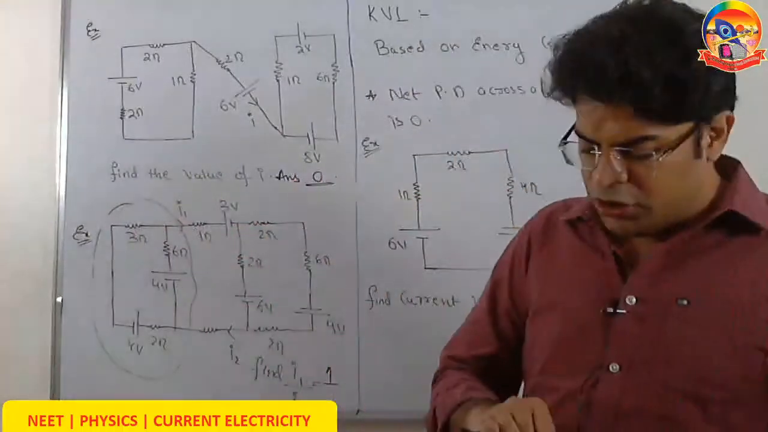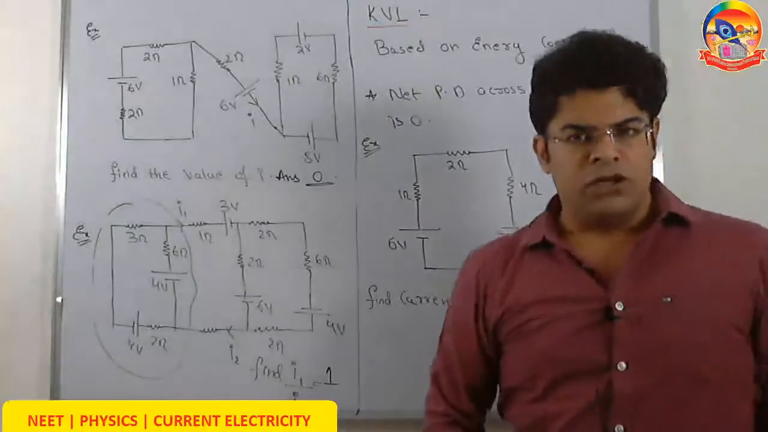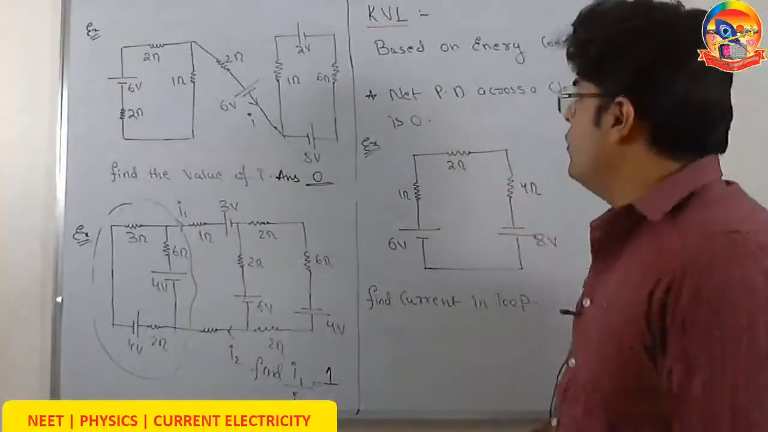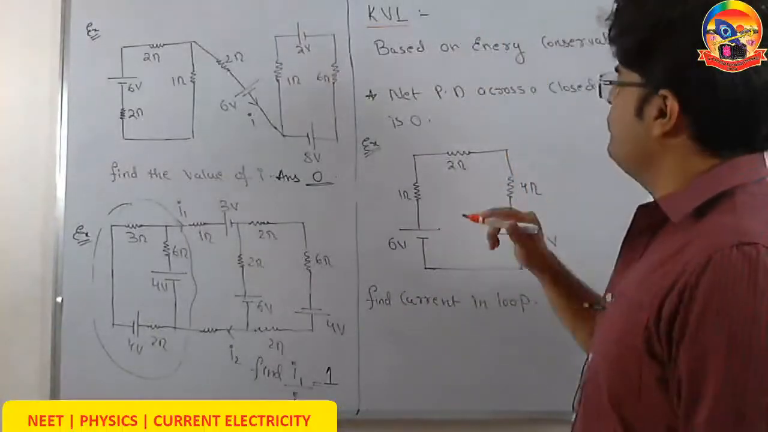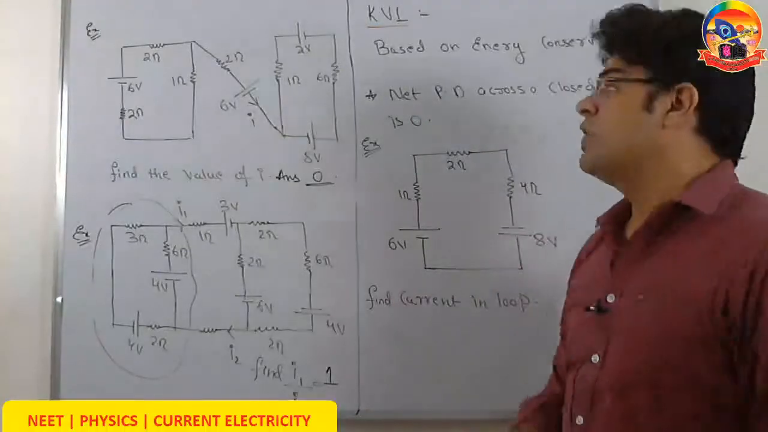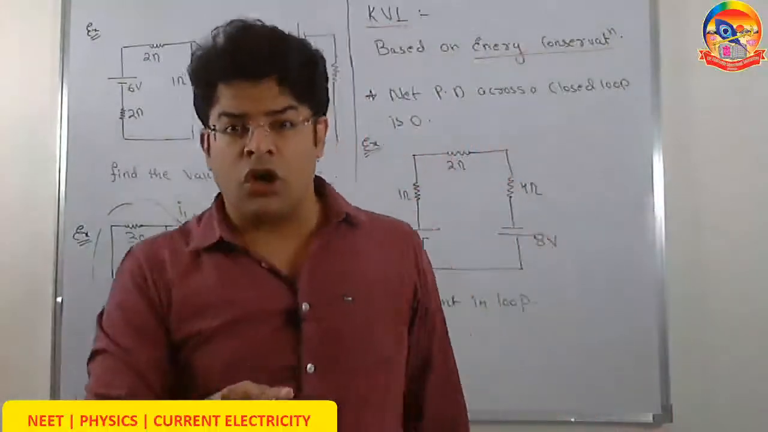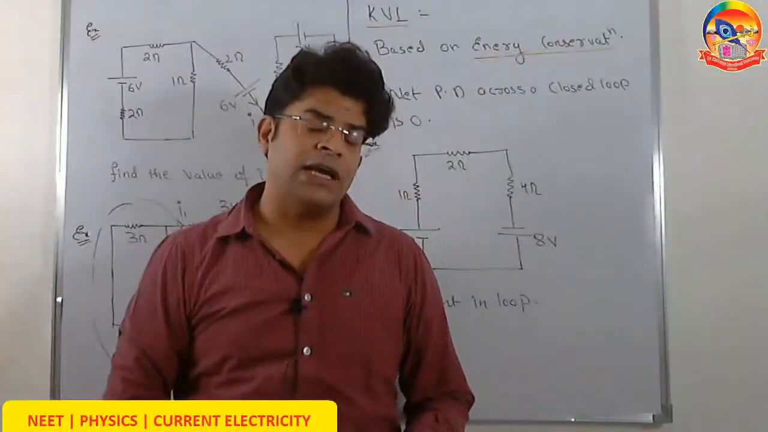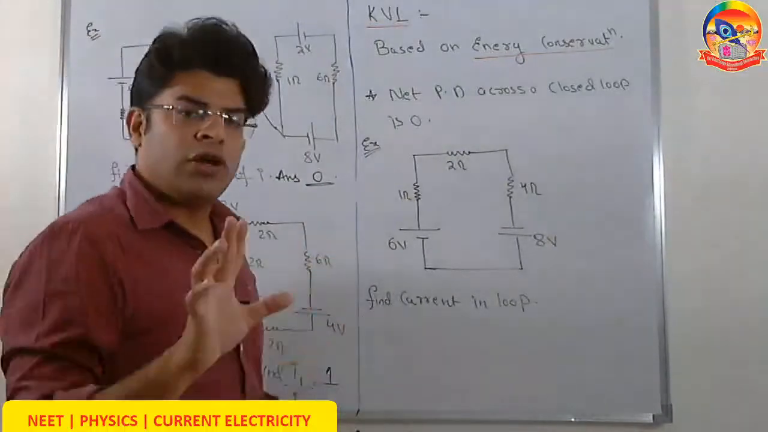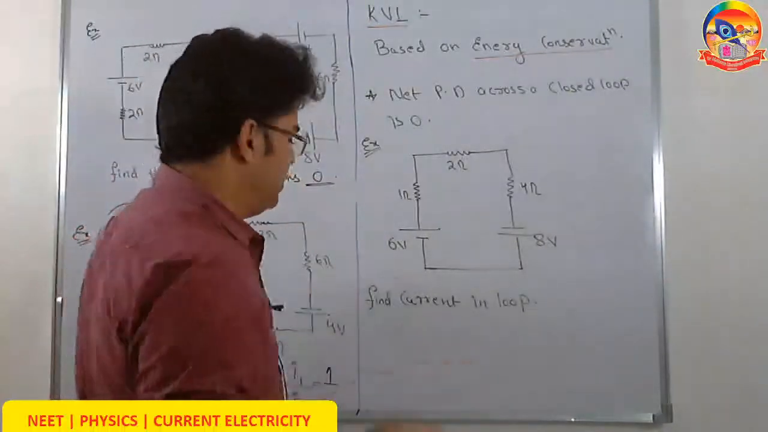So now let's move on to the next topic, that is KVL. Kirchhoff's voltage law, sometimes also called Kirchhoff's second law or loop law. Kirchhoff's voltage law tells us that the net potential drop across a closed loop is 0. It is based on the principle of conservation of energy. Kirchhoff's current law is based on the principle of conservation of charge, and Kirchhoff's voltage law is based on the principle of conservation of energy. So let's do a question using this. The net potential drop across a closed loop is 0.